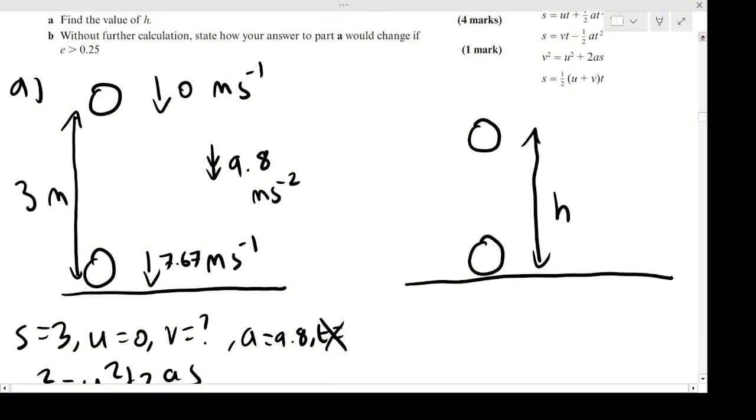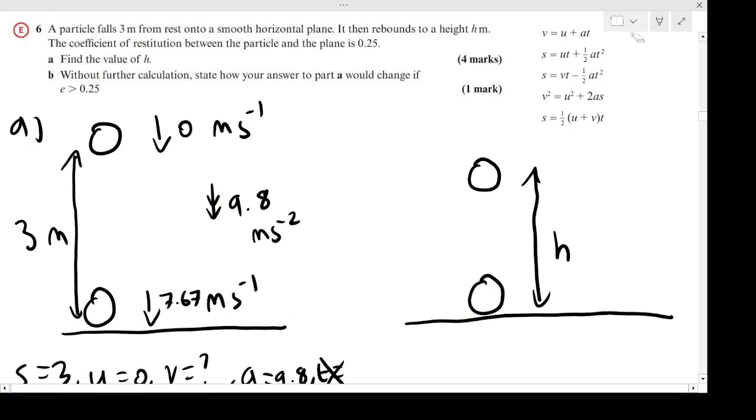Now as for speeds, it's going to rebound off the floor with a speed I'm going to call U dash. That's going to be my new initial speed here. So it's going to bounce off the floor with a new speed, which is U dash. But then it's going to go up and up. But then it's going to want to come back down.